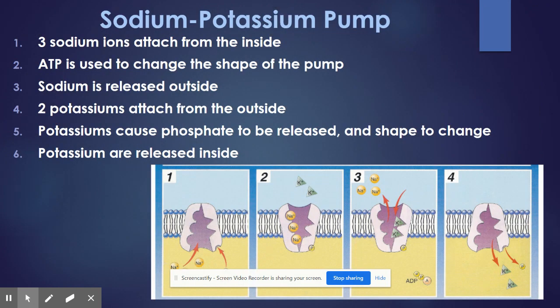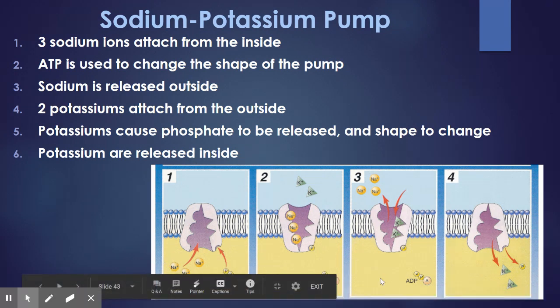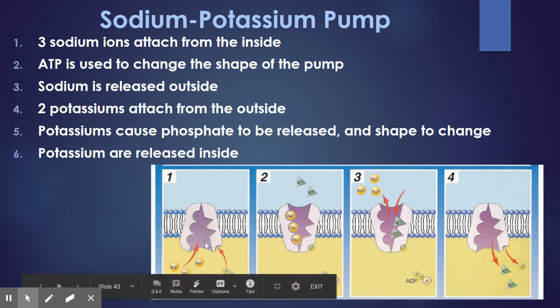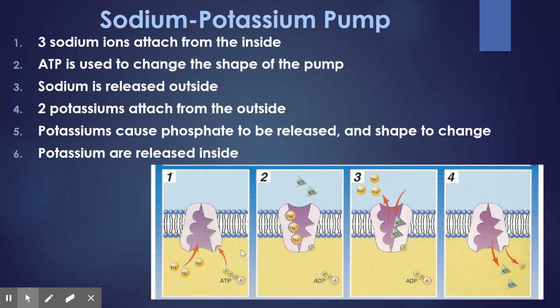Finally, the sodium-potassium pump. Let's look at picture number 1. It's pumping sodium outside of the cell and potassium inside of the cell. And it's got a spot for 3 sodium ions that fit the shape of the sodium ions perfectly. So those sodium ions bind into their shapes. And then ATP here is the source of energy.